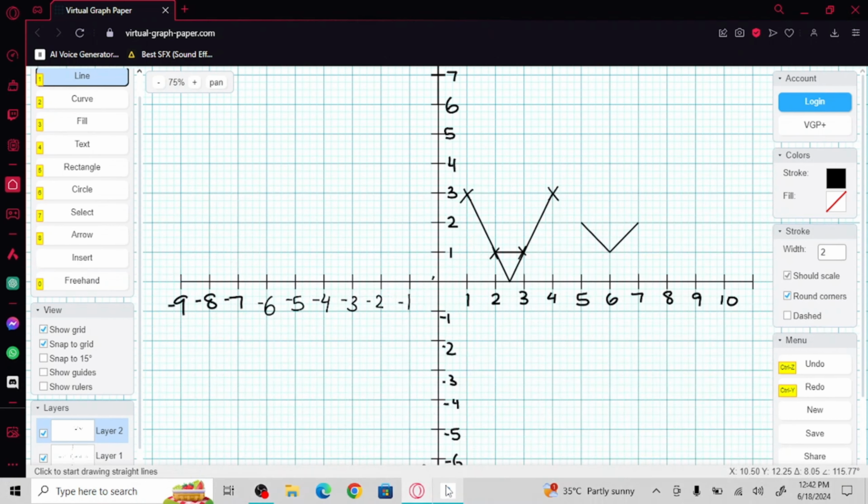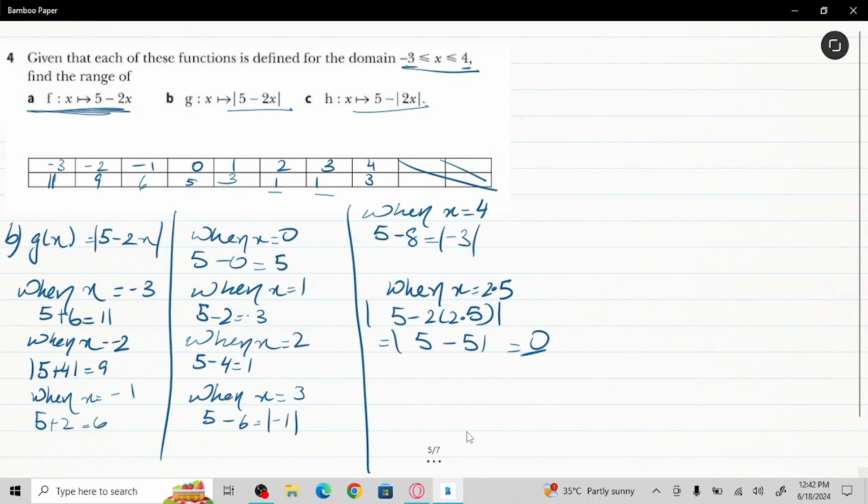So now we see through this graph we have the lowest value to be 0. Okay? If we had just seen this point and not noticed these 2 values, we would have directly said that the lowest value is 1 itself. However, we now know that the lowest value is 0. So we say that g(x) is greater than or equal to 0, but less than or equal to 11.